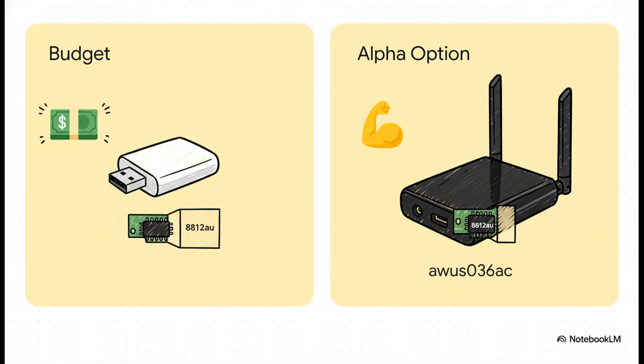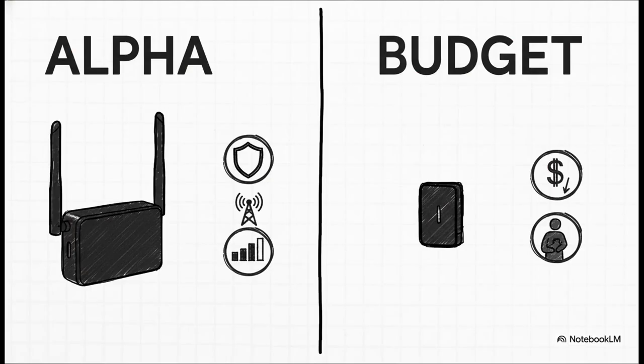And it's pretty much the same story for the Realtek 8812AU. You can find a budget wireless adapter that's way cheaper than the Alpha one, or you can step up to the Alpha AWUS036AC. Alpha is a really good company with a great reputation, and you're just getting a stronger, better-built adapter. So, what's the real difference here between Alpha and the budget options?